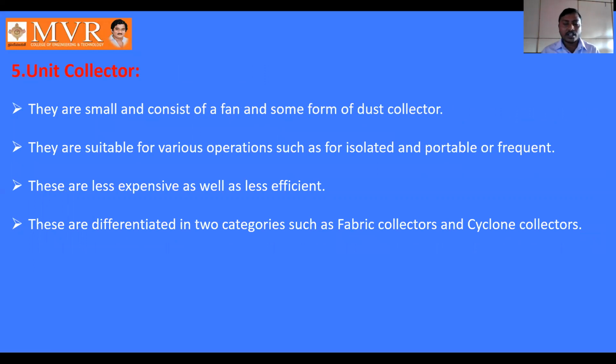We have another collector, which is named the unit collector. A unit collector is a small collector and consists of a fan and some form of dust collector. They are suitable for various operations such as isolated, portable, or frequent use. These are less expensive as well as less efficient. These are differentiated into two categories: fabric collectors and cyclone collectors.